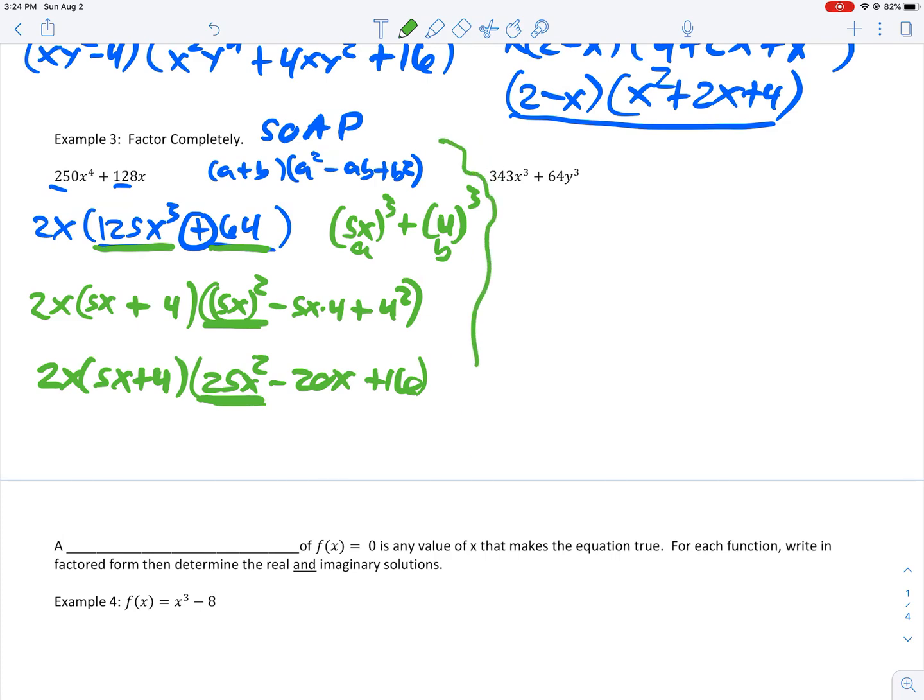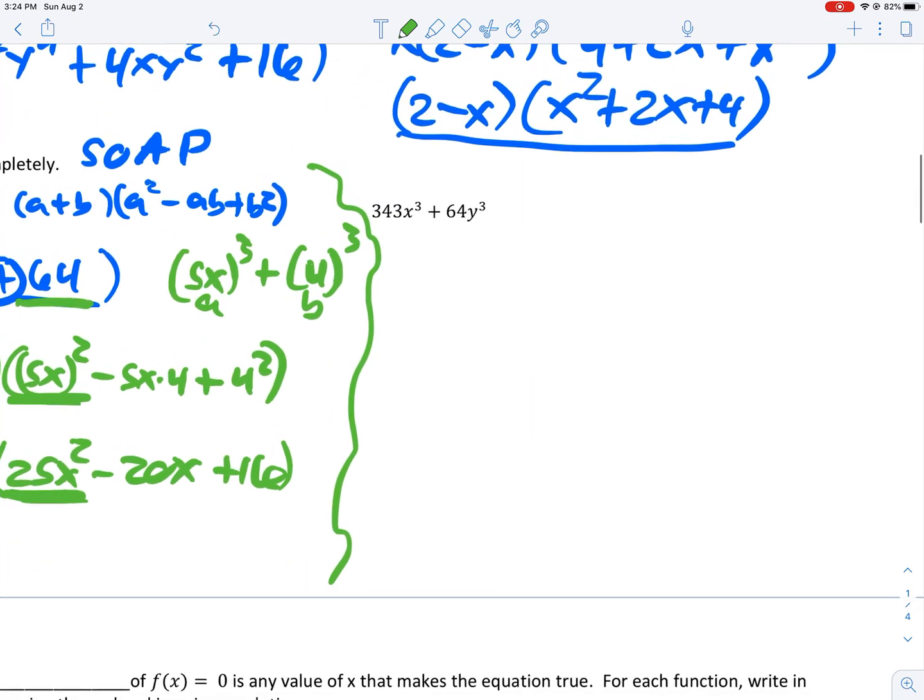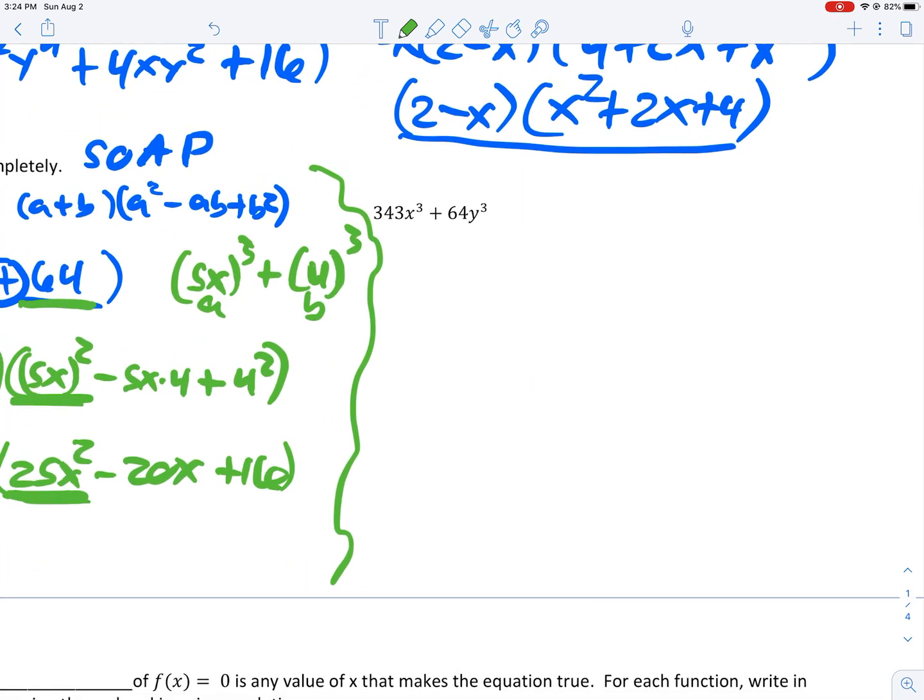Okay, last example on this page. Okay, so is 343 a perfect cube? Because x cubed, 64 and y cubed. Yeah, 343 is actually 7 cubed. So this is 7x cubed plus 4y cubed. So this is your A, this is your B.